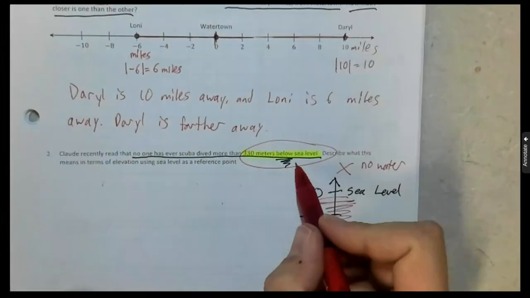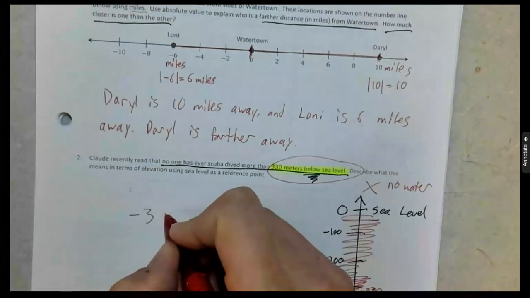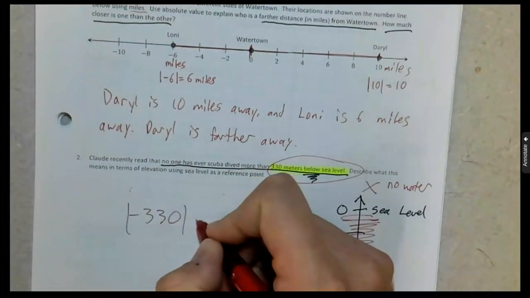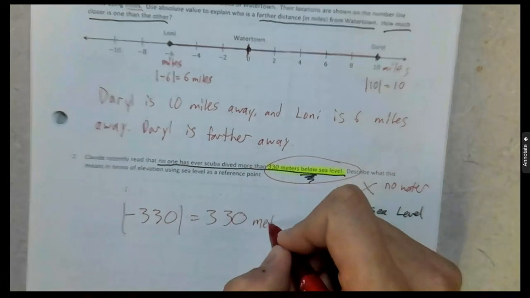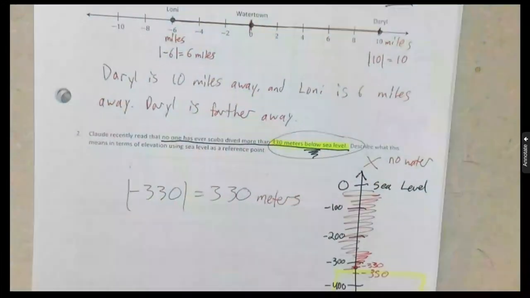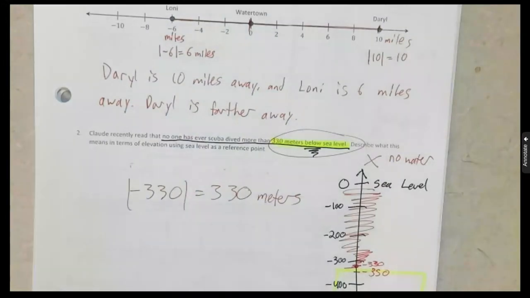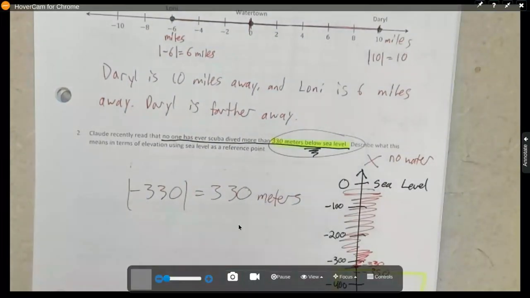So 330 meters below sea level is a distance of 330 meters. So that's basically all that means. So this lesson 13, super quick, super straightforward.